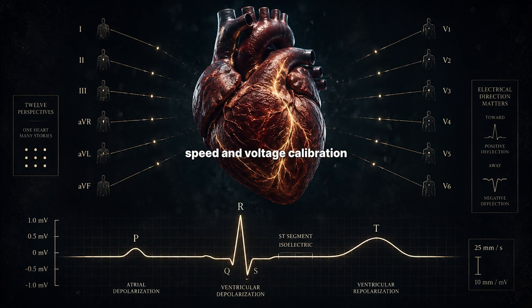First confirm the paper speed and voltage calibration, then read in order: rate, rhythm, axis, intervals, waves, segments. When testing for sinus rhythm, does each P lead to a QRS? Does every QRS follow a P? Is the rhythm regular? Is the QRS narrow or wide? Are the intervals normal or delayed? Which direction holds the mean vector? Which leads see the same territory?